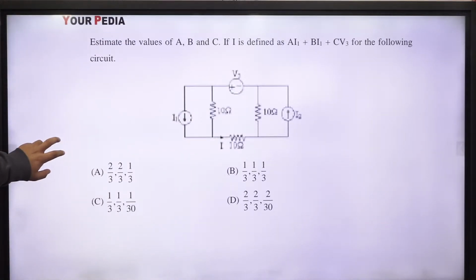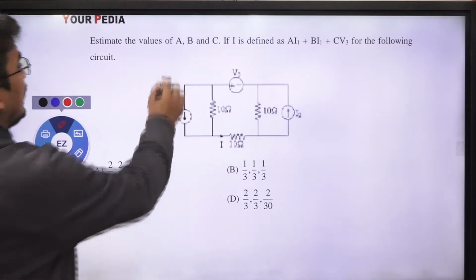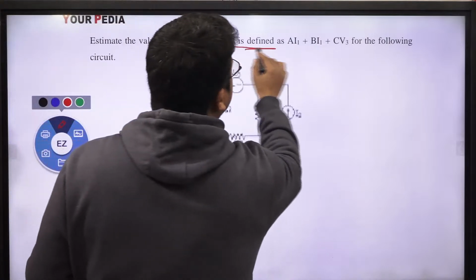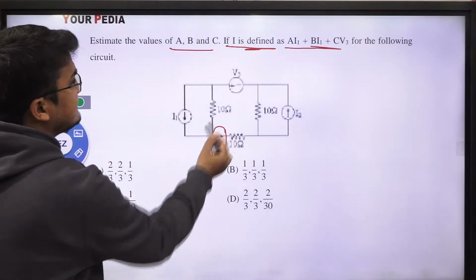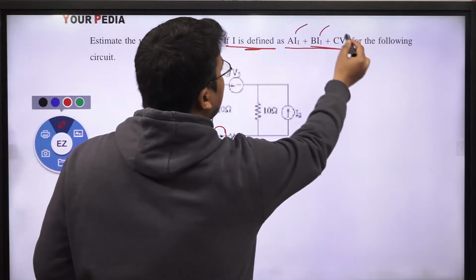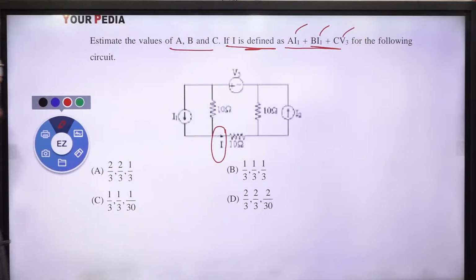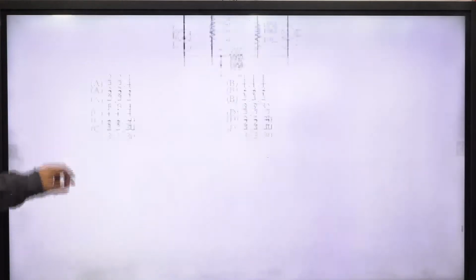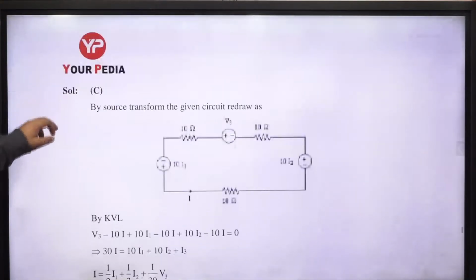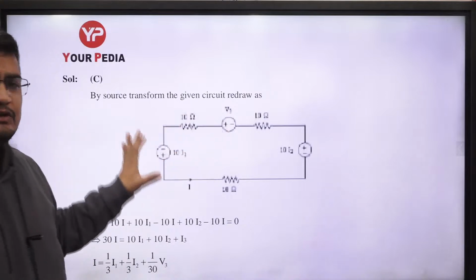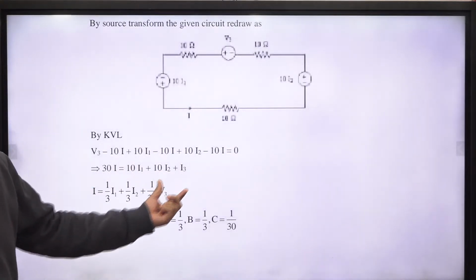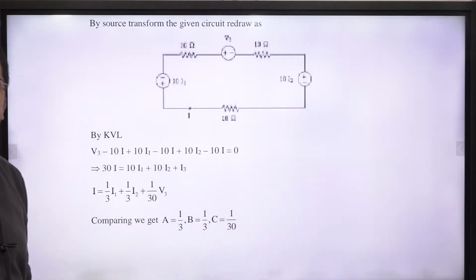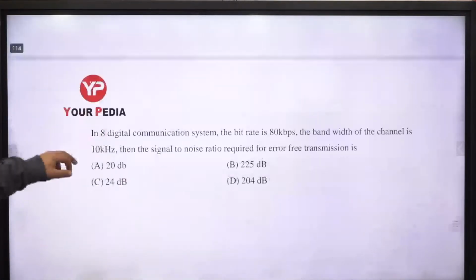He's asking, estimate the value of ABC if I is defined as. See, he's saying the I is defined here. It's defined in terms of I1 and V3. He's asking you to calculate the ABC value. So what will be the answer? Guys, again, see what you can do. You can make the source transformation and apply the loop. The loop equation will become somewhat like this one. And from there you can compare directly the ABC value, right? Moving ahead toward the next question.